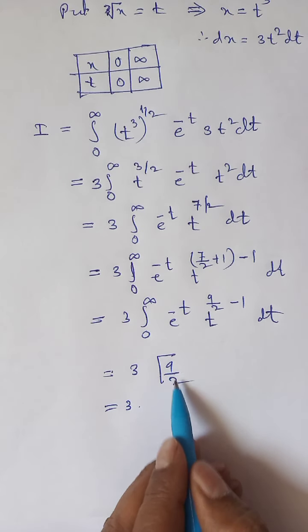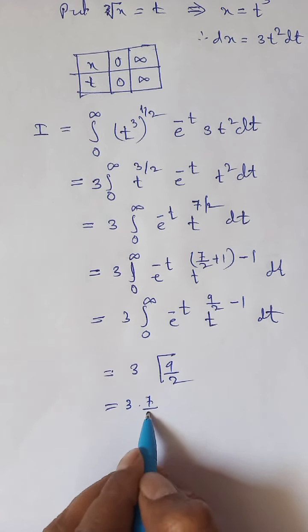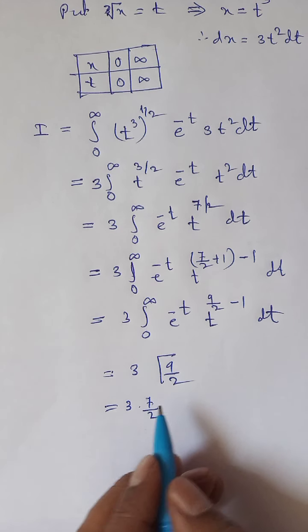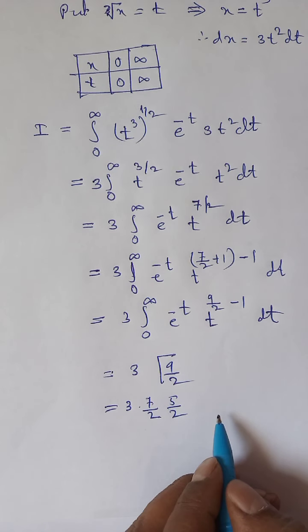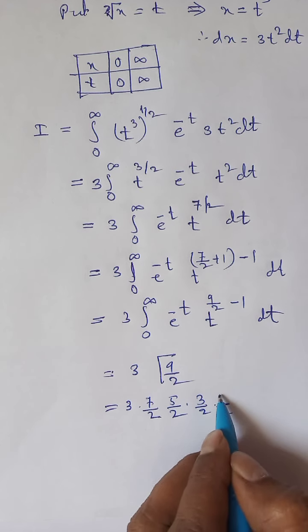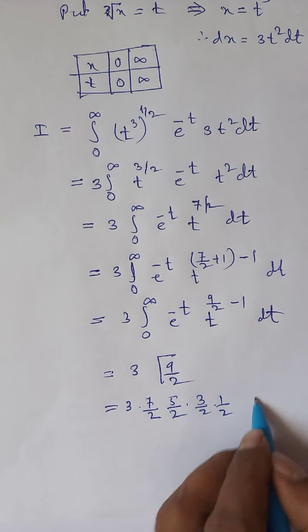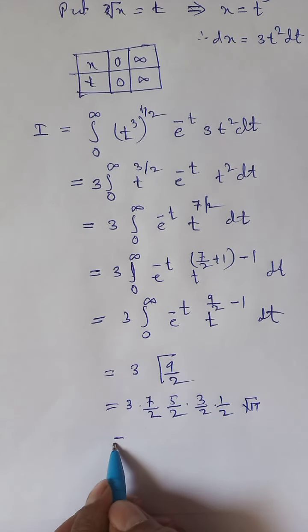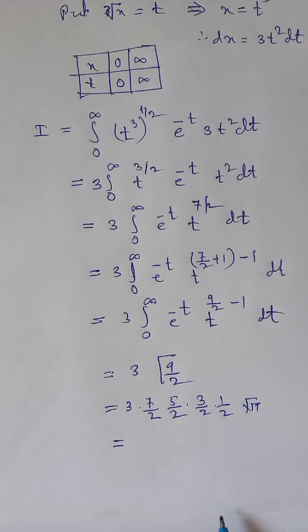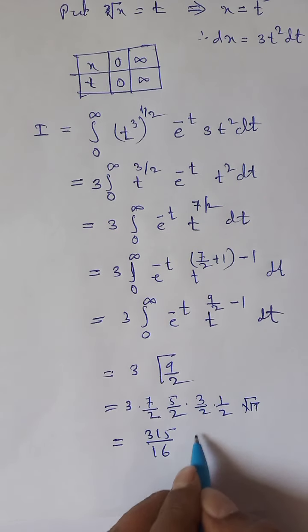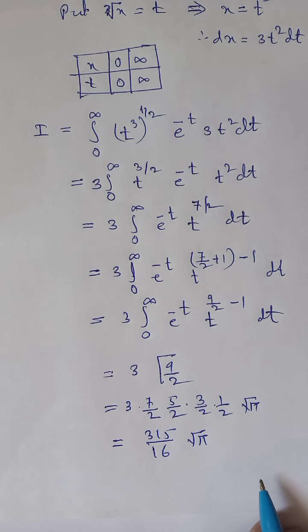See, gamma 9 by 2. So 9 by 2 can be written as 7 by 2 plus 1. So it is 7 by 2 into gamma 7 by 2. Again 7 by 2 can be written as 5 by 2 plus 1. So it is 5 by 2 into gamma 5 by 2. Then 3 by 2 into gamma 3 by 2. Then 1 by 2 into gamma 1 by 2. And gamma 1 by 2 is root pi. So you can calculate this value, which is 315 by 16 into root pi.